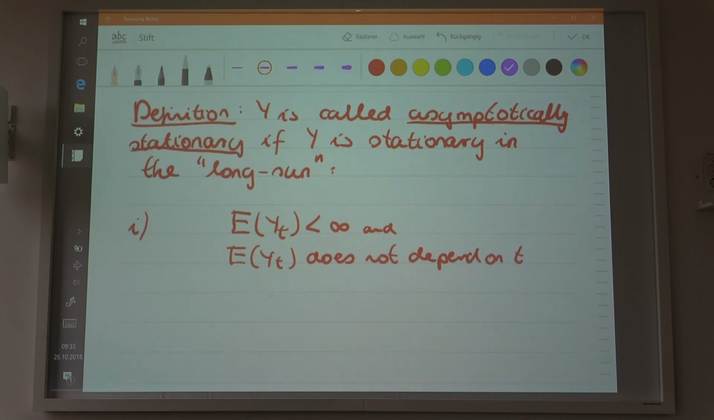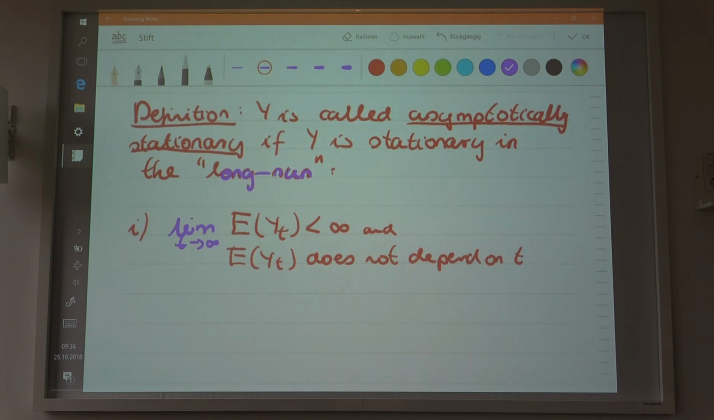Now, if I say stationarity in the long run, then I mean that the limit of this expression as t converges to infinity is finite. So the limit is finite, not necessarily the expectation itself, but the limit of the expectation is finite. So the expectation is finite in the long run. Maybe the process goes a little crazy at the beginning, but in the long run it calms down a little bit.